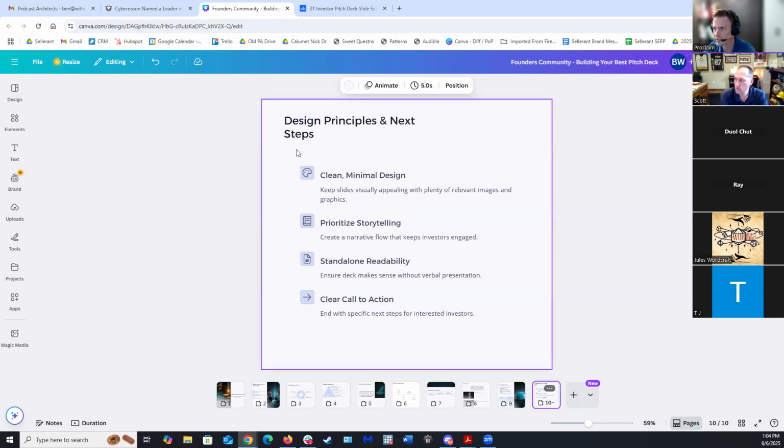Can you guys see what's on my screen here? Is everybody seeing this deck that I'm looking at right now? Yeah, it's clear. Okay.